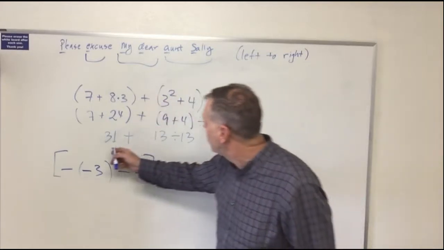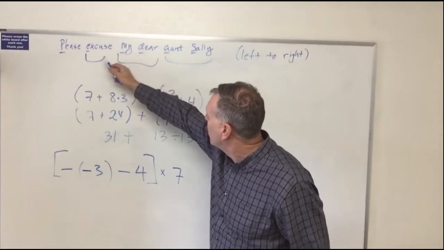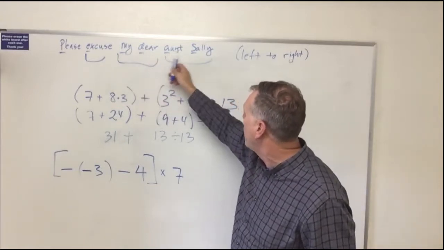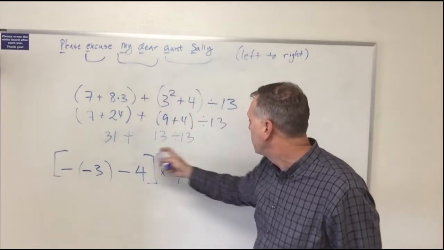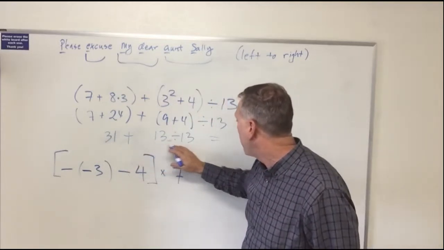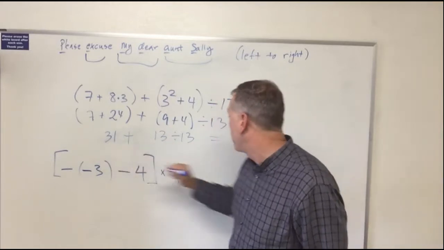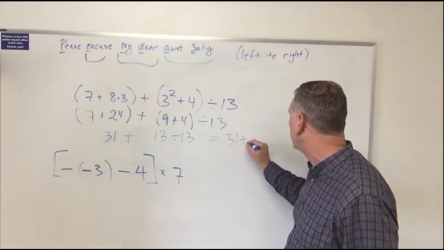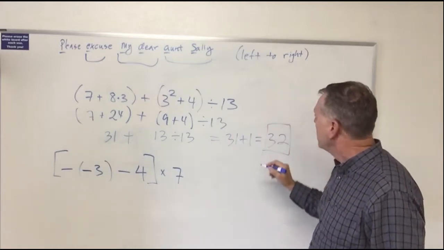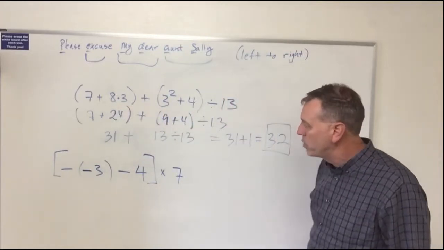But we want to do this in order. We do work left to right, but we must follow the rule of multiply or divide before we add and subtract. So in that case, this whole sentence is going to equal, we're going to divide 13 by 13 first, which is 1, and then add 31. So we'll have 31 plus 1, and that equals 32. So that long sentence there ultimately becomes the number 32.